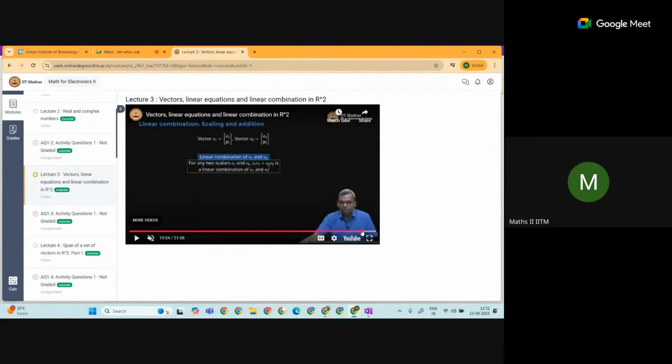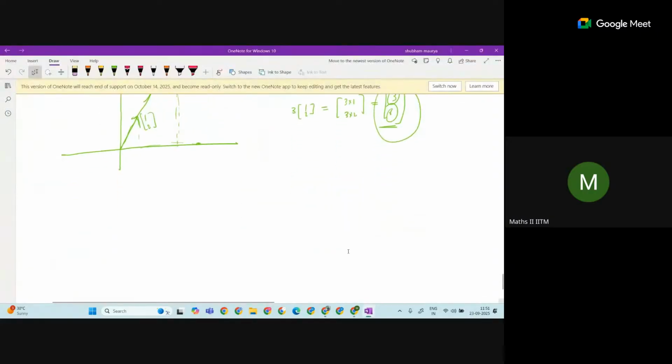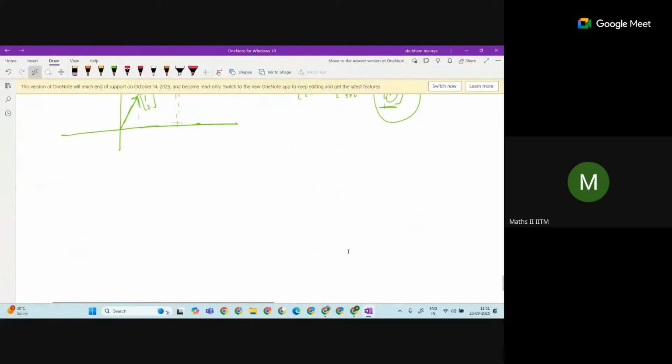Now I think everything you can relate. So slowly, let's move on to the concept of linear combination. This is adding vectors, and we have seen it graphically, the visualization we did. Now there is one concept: linear combination.